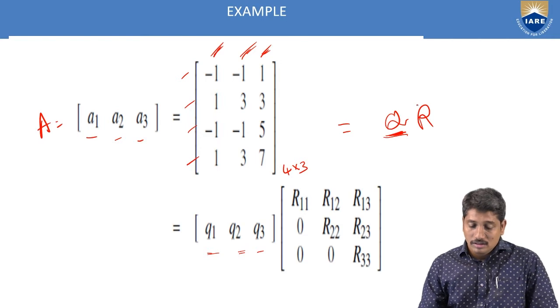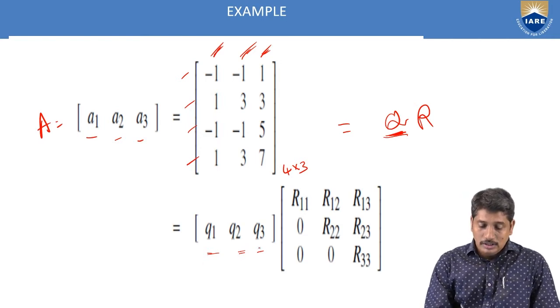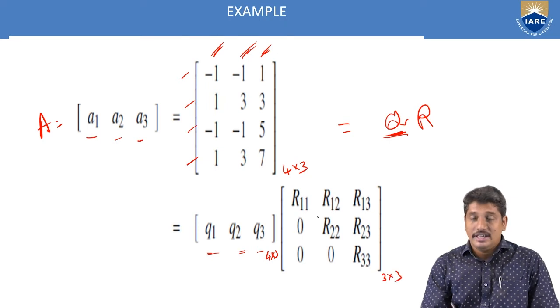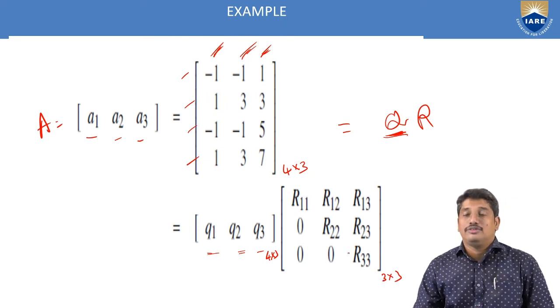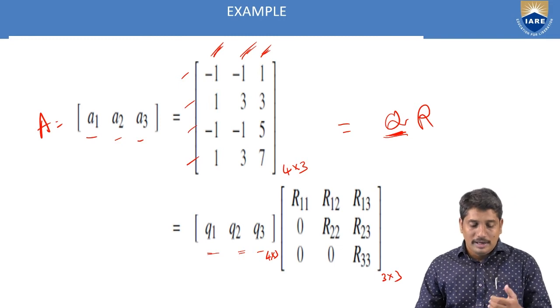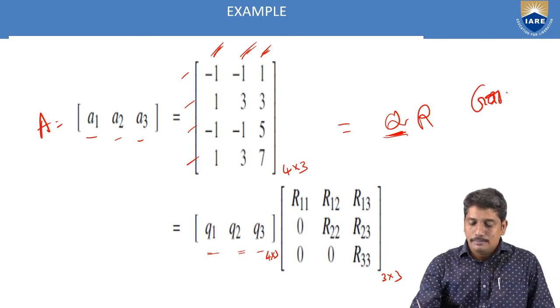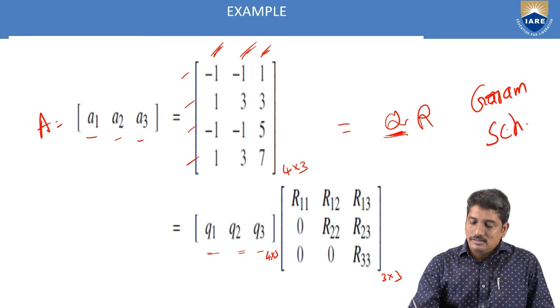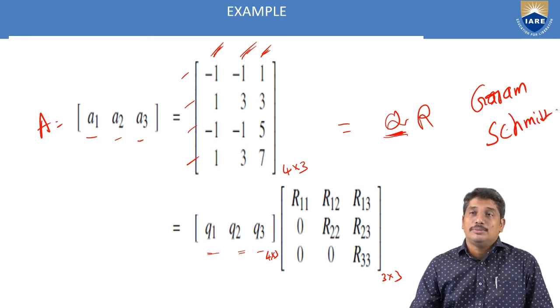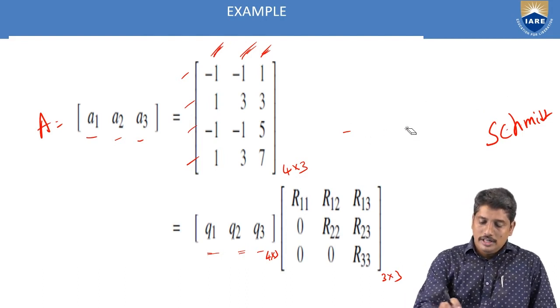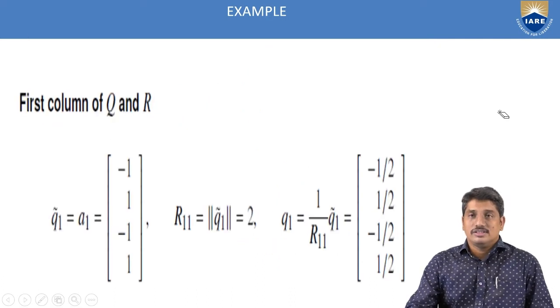And R will be a 3 by 3 matrix, and it is an upper triangular matrix. This is what we are going to observe. Let us see how the mathematical steps will take place. The process was suggested by Gram-Schmidt, and hence this is called the Gram-Schmidt process of QR decomposition. So we are going to decompose a matrix using the Gram-Schmidt process.